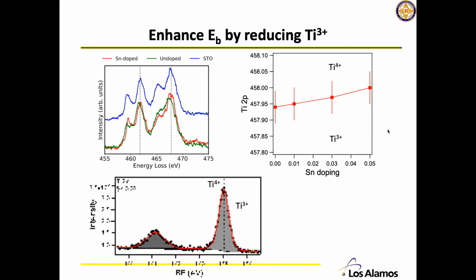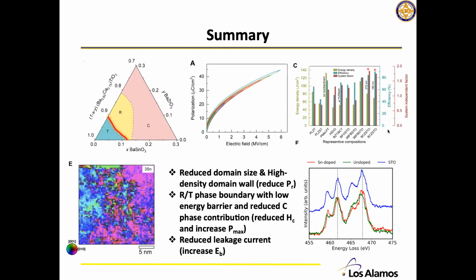One final slide shows how we can use the tin, or covalent doping, to make this sample more insulating. This is all EELS measurement, and the blue curve is SrTiO3 bulk. We have two samples: the red one is the tin-doped, the green one is undoped. With the tin doping, these peaks are actually closer to the ferroelectric SrTiO3. That means we reduce the titanium 3+ valence state or oxygen vacancies in this film. With that, I'd like to summarize and take any questions you have.